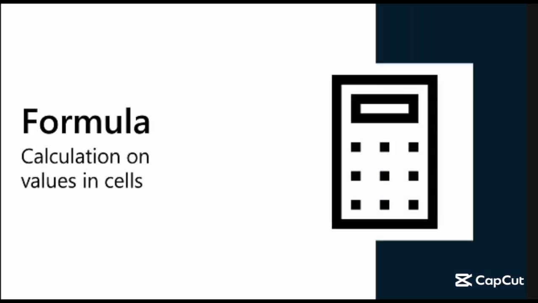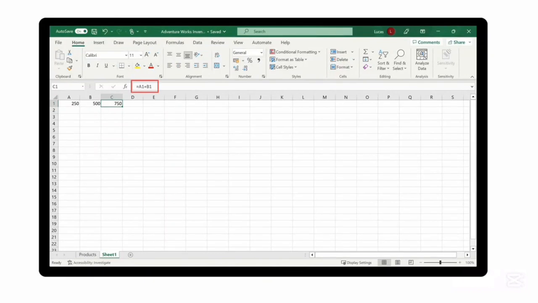A formula in Excel is a calculation performed on the values in a range of cells in your worksheets. Examples of these calculations include addition, subtraction, multiplication, and division. Once the calculation is completed, the formula returns a result. All formulas begin with an equal sign. It is then followed by a calculation or function.